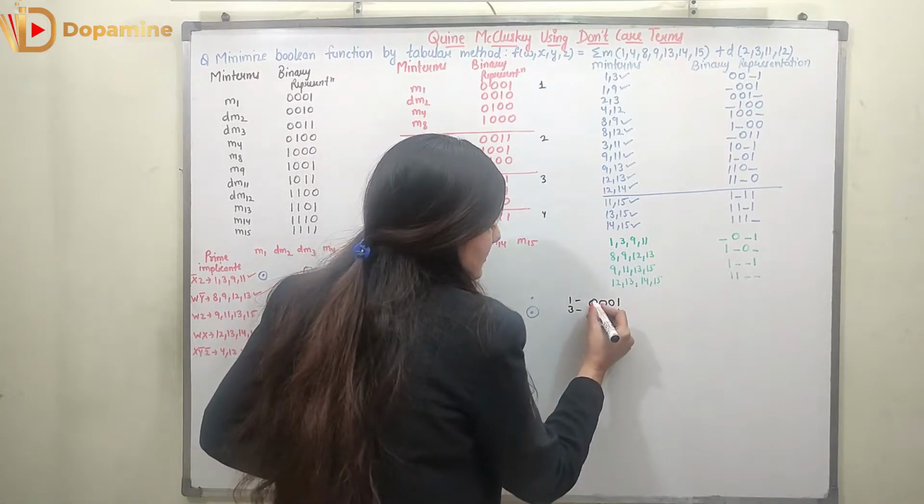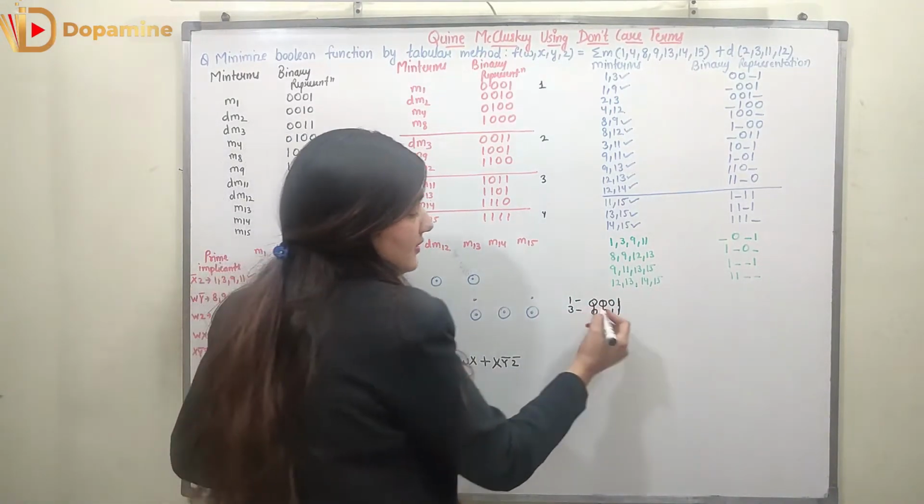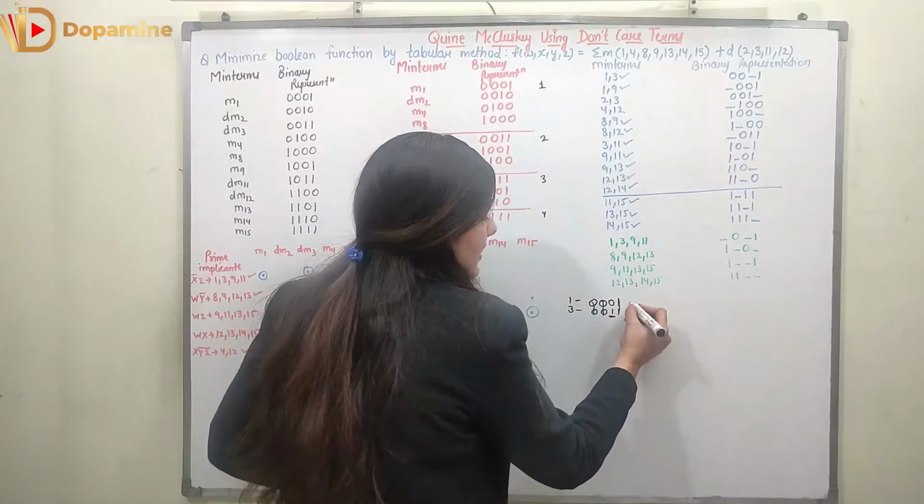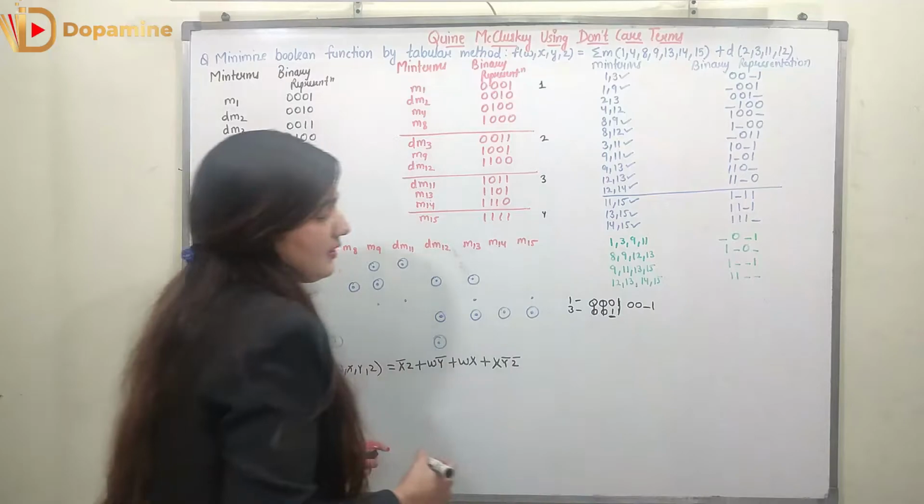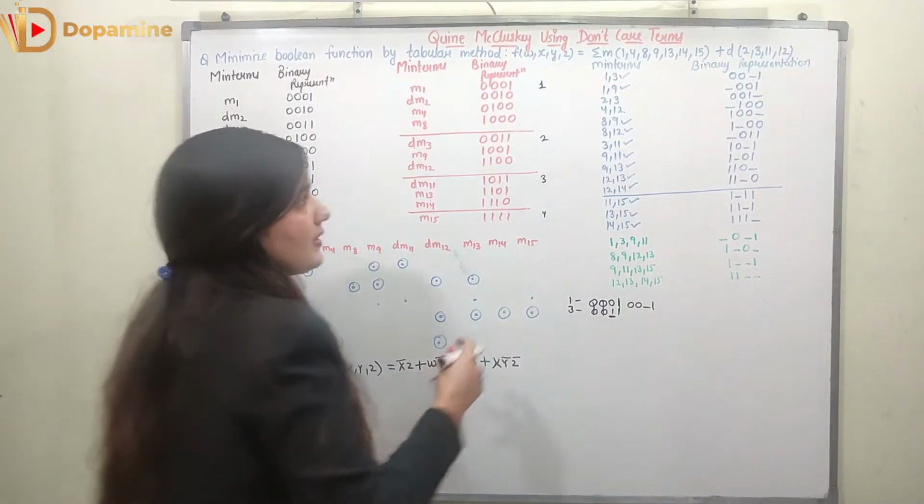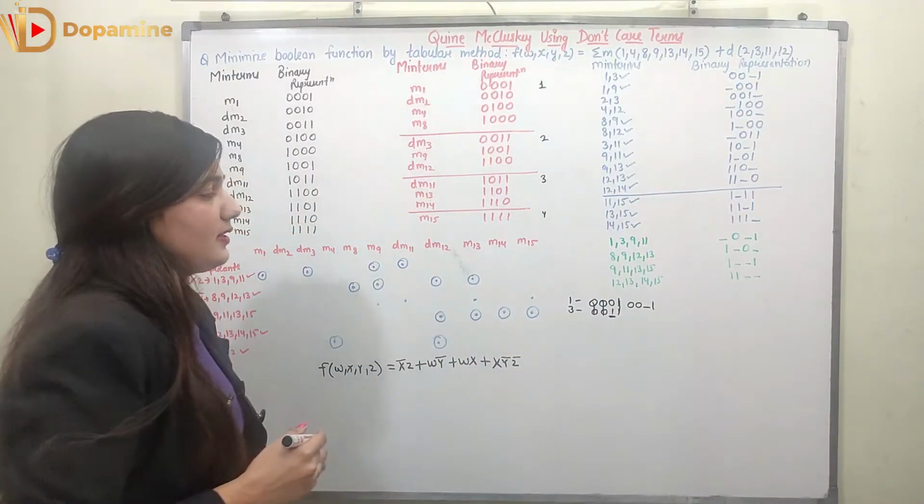This bit is changing. This is 0, this is 0, this is 1. All of the other bits are common, only the third bit is changing. So I can represent these two as 00-1, right? So I can club 1 and 3. I can make the group of 1 and 3 as 00-1.